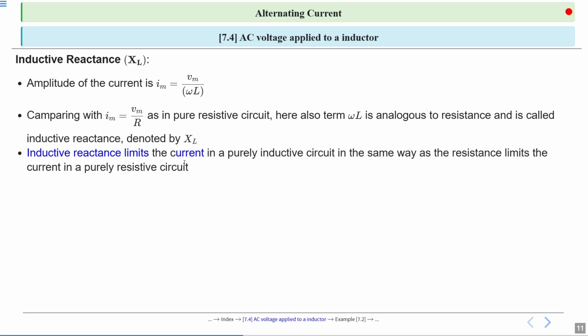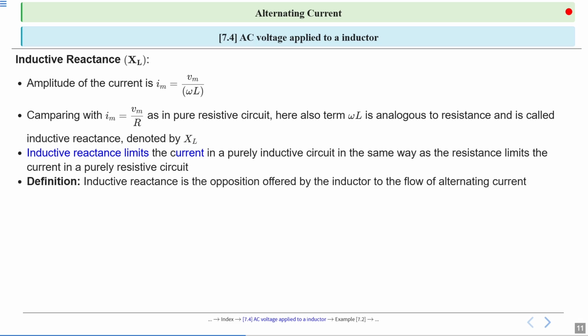Inductive reactance limits the current in a purely inductive circuit in the same way as resistance limits the current in the purely resistive circuit. It helps in limiting the current, meaning it will determine the value of current with respect to voltage. So it limits the current in the purely inductive circuit in the same way that resistance limits the current in the purely resistive circuit.